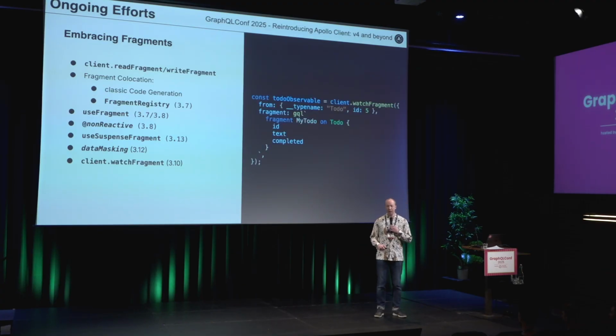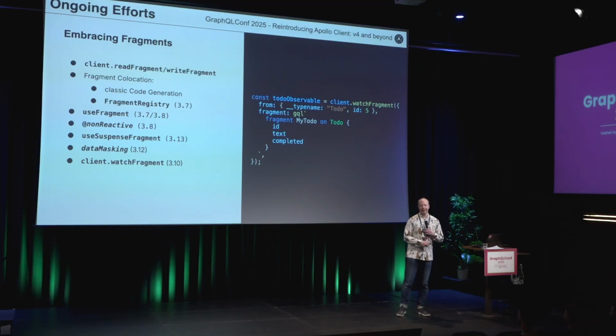Another API that we added, going back to the we're not React-only part, was client.watchFragment, which is essentially what you would use to implement a useFragment or a useSuspenseFragment or whatever matching API you have in your framework.